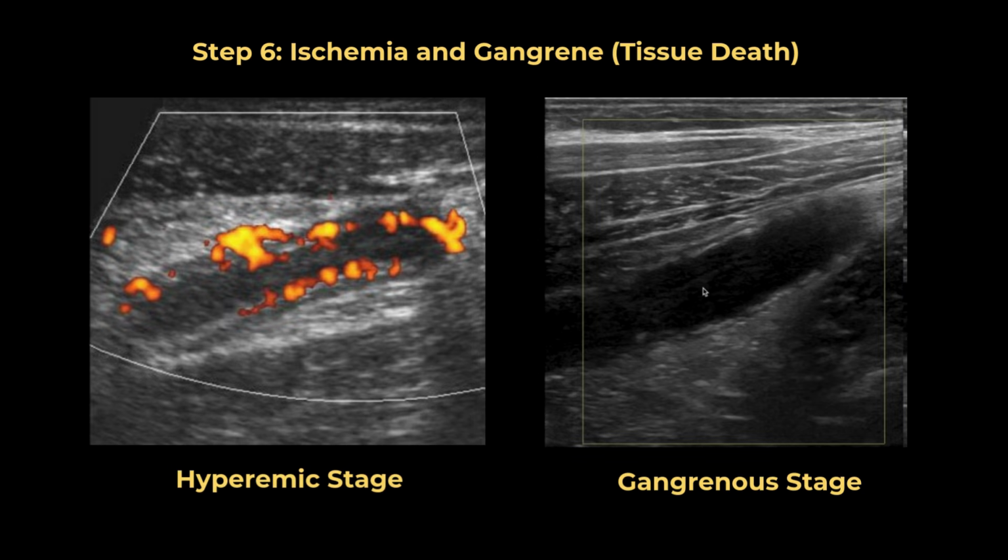Color or power Doppler provides definitive confirmation. There is no blood flow in the appendiceal wall. The wall is avascular because the arterial supply is completely cut off. This finding is very different from the earlier hyperemic stage, where blood flow was increased. A non-compressible appendix larger than 6 mm with no Doppler flow is a major warning sign of advanced disease.